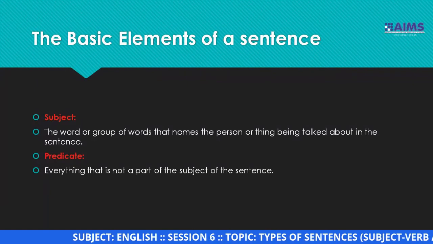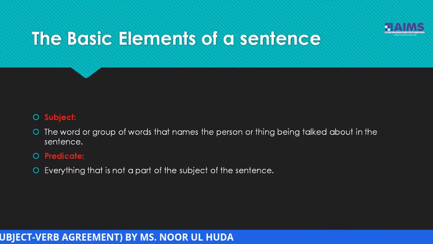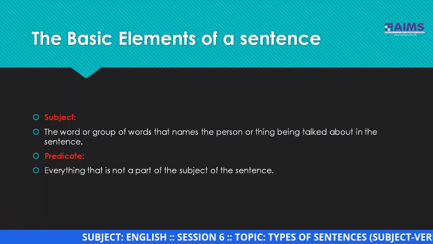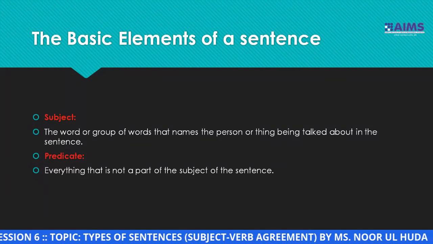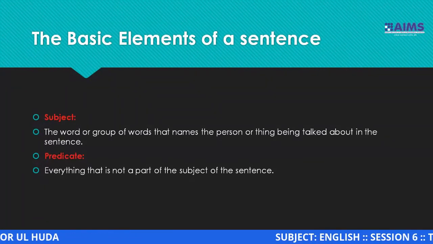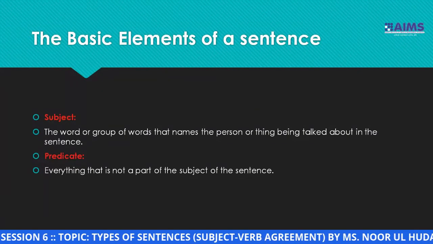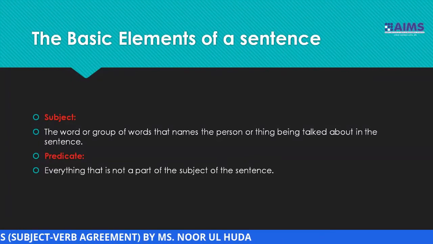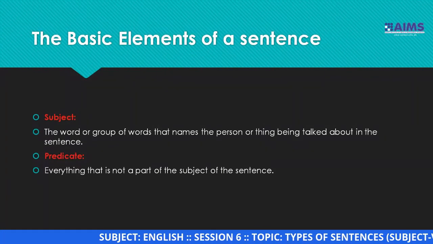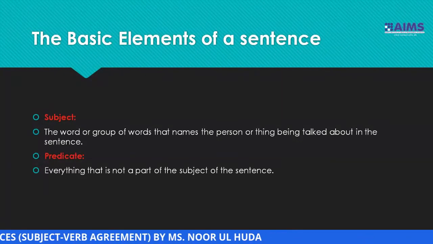Now, subject: the word or the group of words that names the person or thing being talked about in the sentence. Obviously, the doer of the action. Subject means the person who does the action in the sentence is termed as the subject. But not exactly the doer of the action; if the sentence is giving information about the subject, like "she is a girl," she is the subject here. It is telling some information about the subject, right? So the person or thing being talked about is the subject here. And now, what is the predicate?